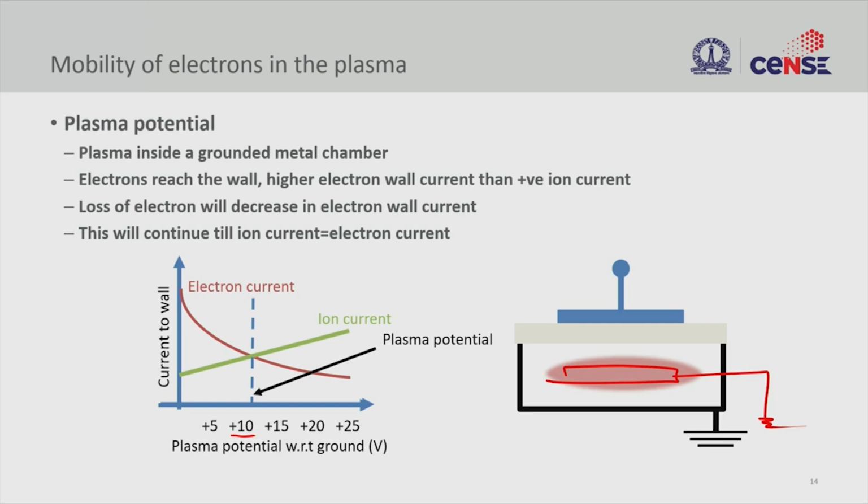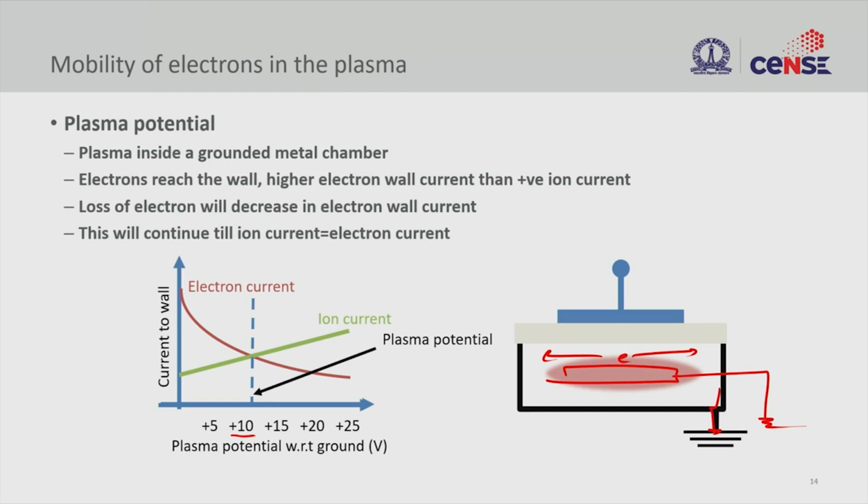So that is the reason why your plasma potential will always be slightly positive, right? And the other thing to note here is that the electrons inside this plasma would always scatter and can reach the wall, right? And this wall will also be grounded, right? So this is called electron loss from the plasma, and this electron loss will make the plasma slightly positive.